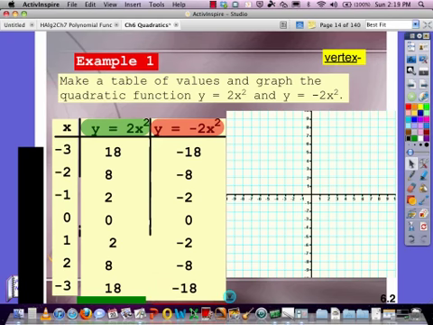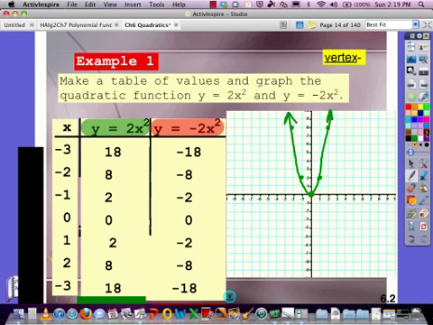So when you graph that, if we started at 0, 0, we'll go in green first. -1, 2. +1, 2. We go one more. 2, 8. And -2, 8. And we could draw with a smooth curve our parabola, putting arrows on the end.